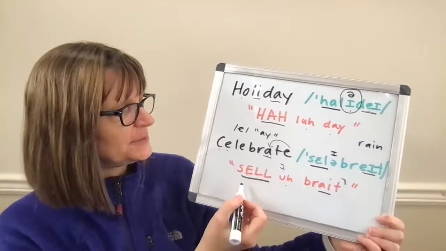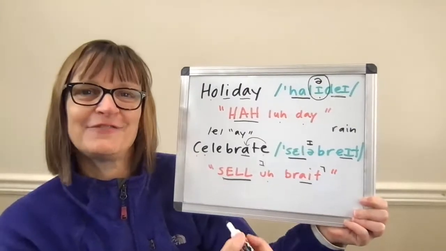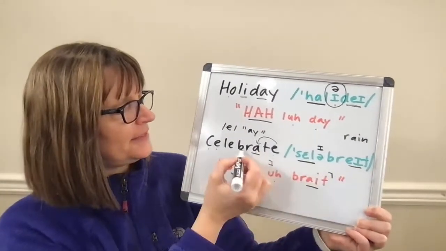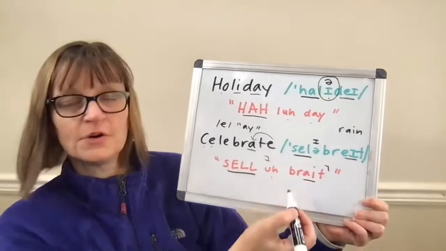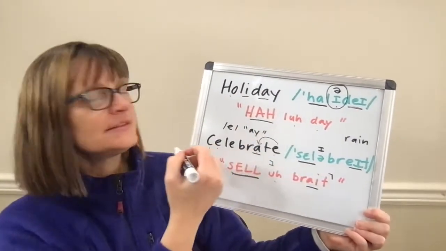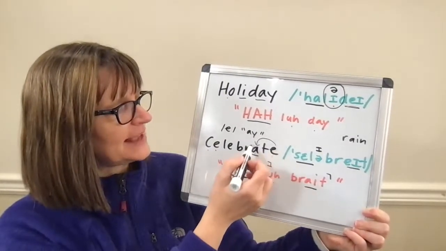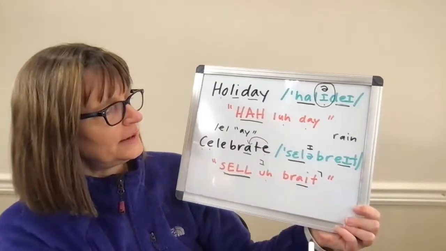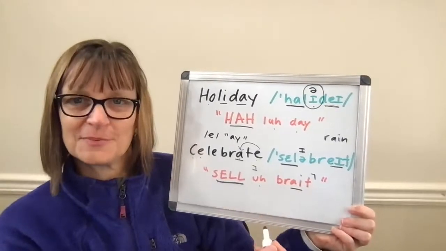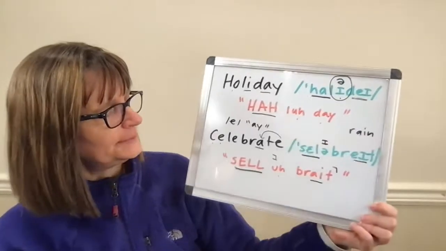Celebrate also has first syllable stress, and again, letter E here has the eh vowel. That's the same vowel as in red or the word sell, like selling something. Then this E is going to be either a schwa or an I. Again, there's our reduced vowel, like the I in holiday, same kind of quick reduced vowel. And then we have our tense A sound for the last syllable, brate. So I rewrote that here with letters AI.